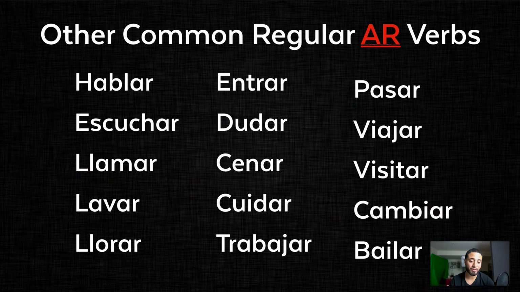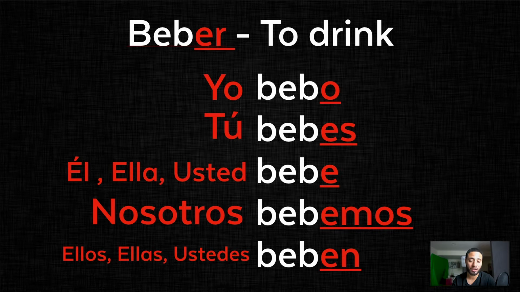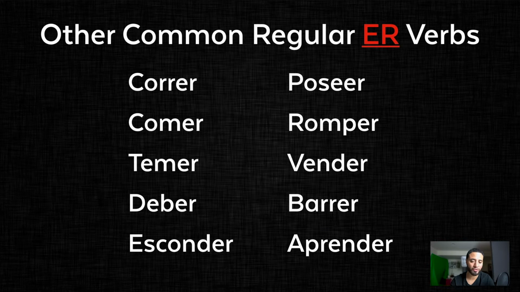Now let's look at some other common regular AR verbs. We have hablar, escuchar, llamar, lavar, llorar, entrar, dudar, cenar, cuidar, trabajar, pasar, viajar, visitar, cambiar, and bailar. All right, now let's look at an ER verb, beber. So this is a regular ER verb conjugation. Bebo, bebes, bebe, bebemos, beben. Now here are some other regular ER verbs. Correr, comer, temer, deber, esconder, poseer, romper, vender, barrer, aprender.